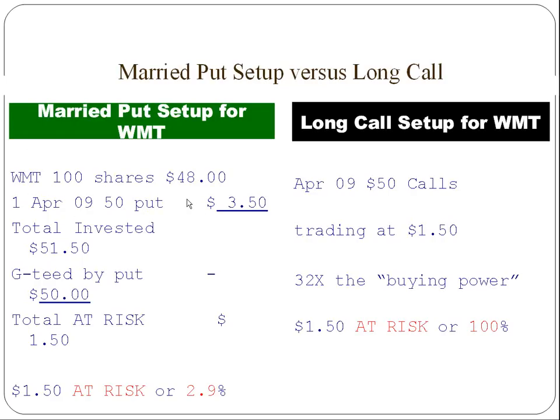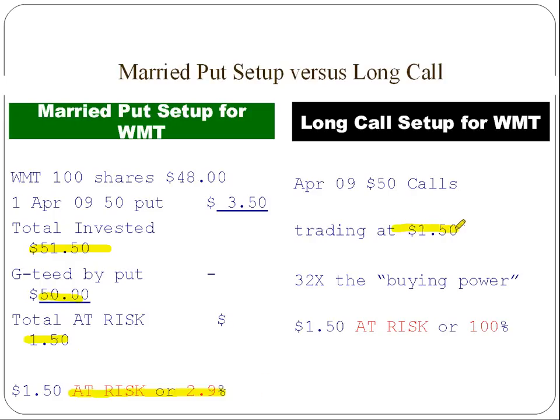Many years ago, and I think this example might even be in the blueprint, let's say we have Walmart trading at $48. We buy shares of stock at $48, and we can buy the April 09 50 strike put for $3.50. So we have $51.50 invested in the position, $48 plus the $3.50. We're guaranteed 50 back, so we're only risking that $1.50 or 2.9% of what we invested in the position.